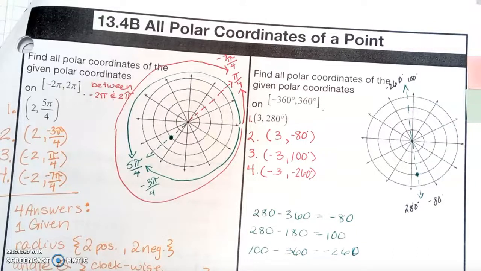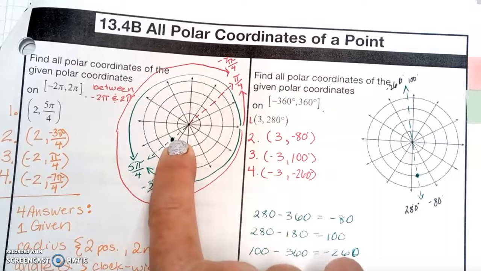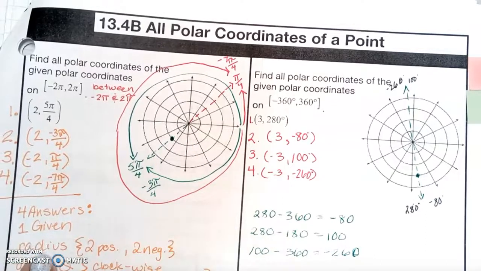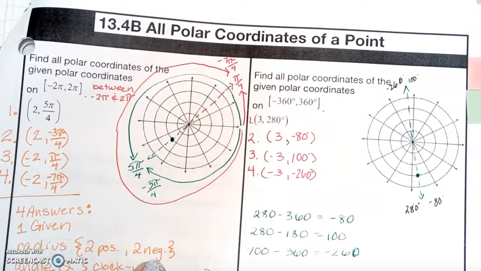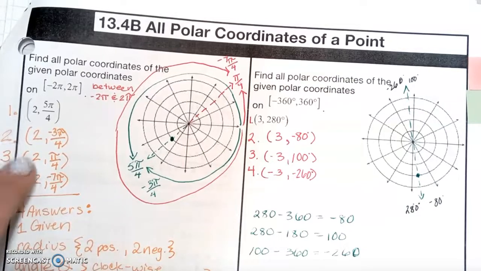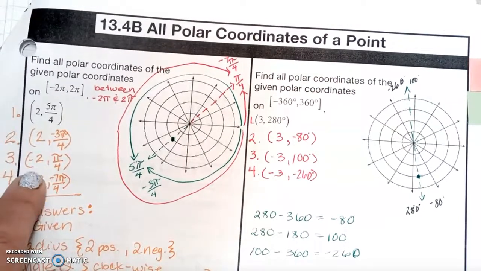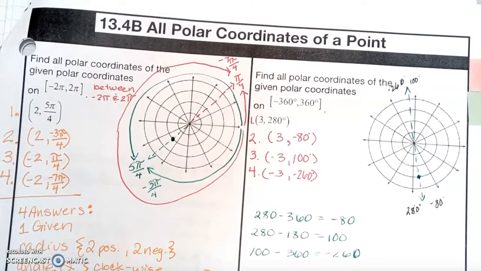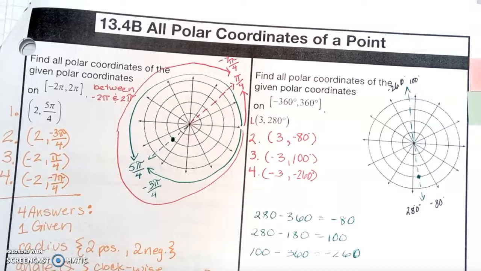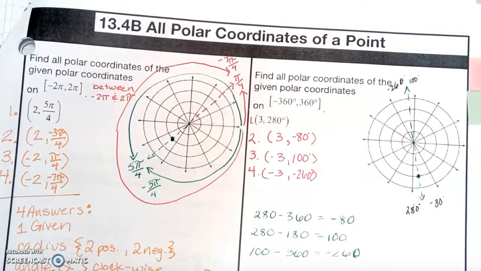All right, so how else can we get this point? You need to have a total of 4. So 1 is going to be given. Your radius, you want 2 that are positive and 2 that are negative of that same number. So you'll notice I have positive 2, positive 2, negative 2, negative 2. And then you want your angle theta to be 2 of them clockwise and 2 of them counterclockwise.